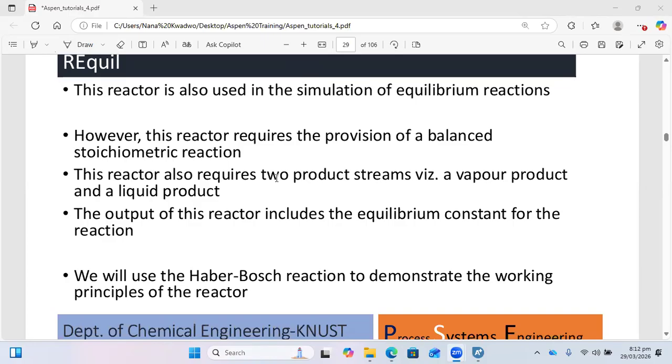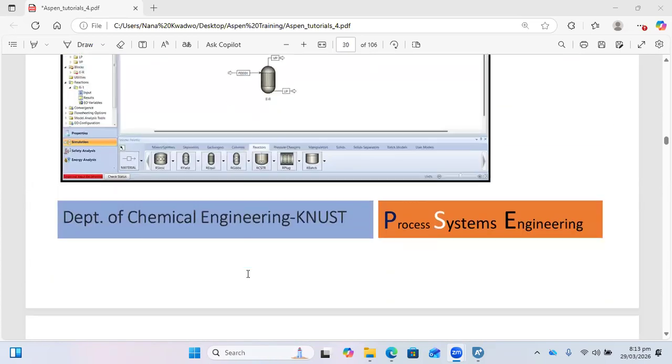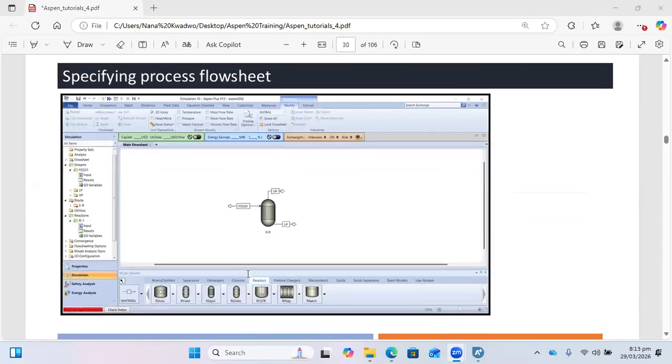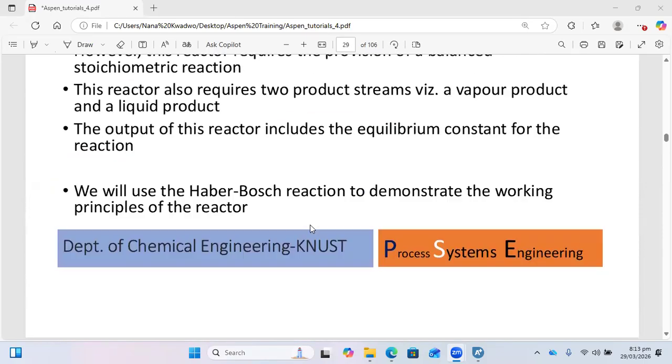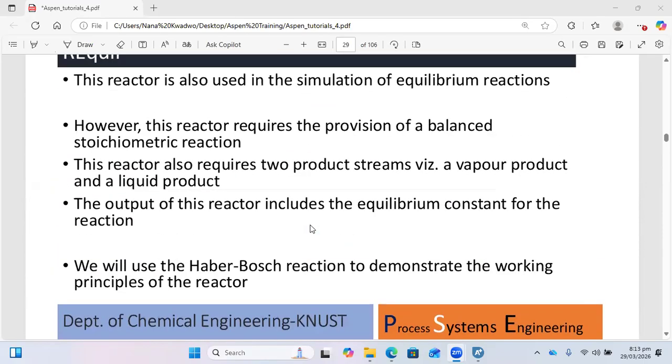So for the next one, we have the equilibrium reactor, R equal. And as we said, it's used for simulating equilibrium reactions, right? So reactions where you have your system in some kind of equilibrium, especially when you have maybe vapor and liquid equilibrium. So, oh, we could have used the previous one. It's fine. So the example that we are going to use is going to be the same example, right? But then this time we're just going to try it with the R equal block.